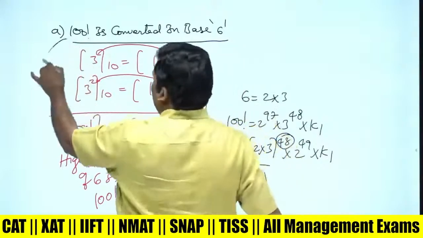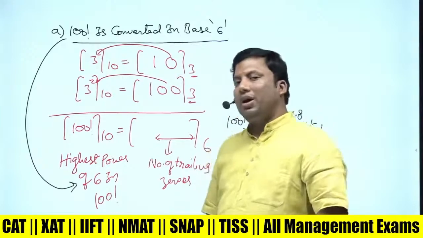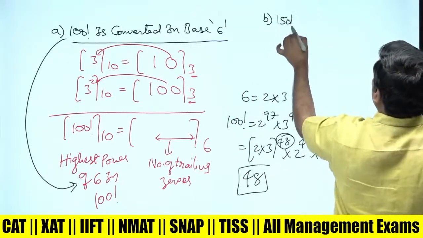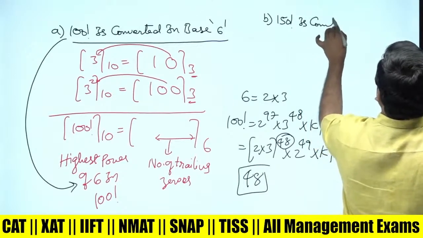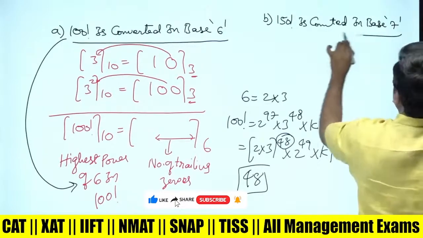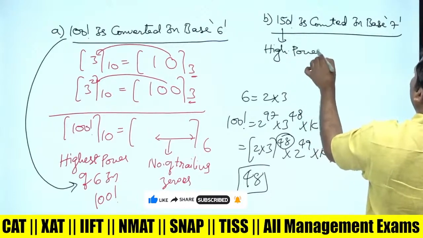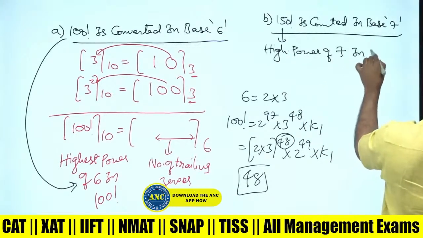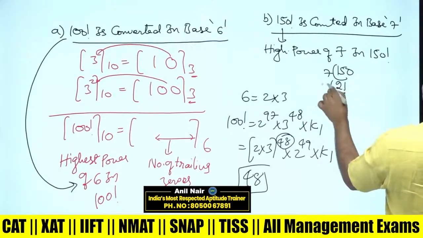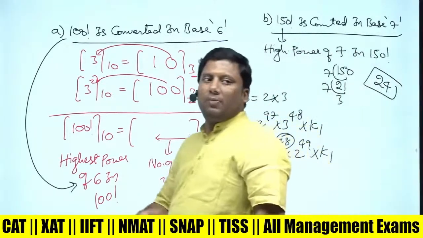This question is actually nothing but highest power of 6 in 100 factorial. Suppose the question is 150 factorial converted in base system 7. It is nothing but highest power of 7 in 100 factorial. Answer for this question will be 24.